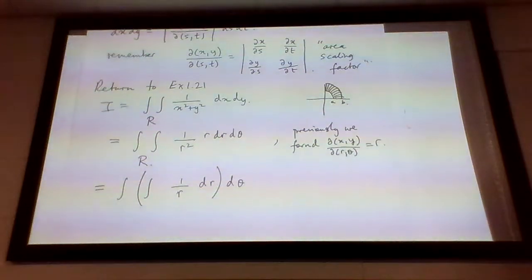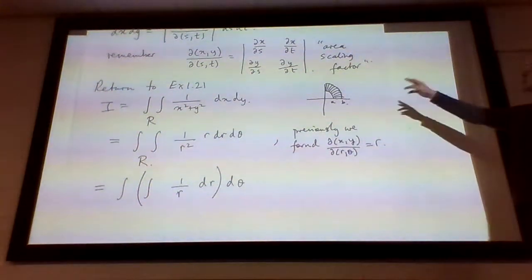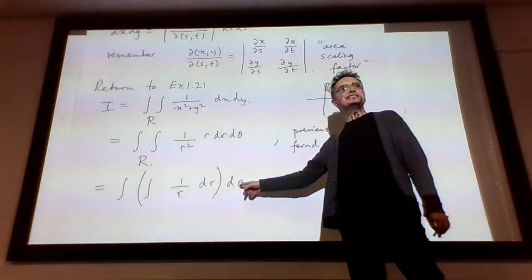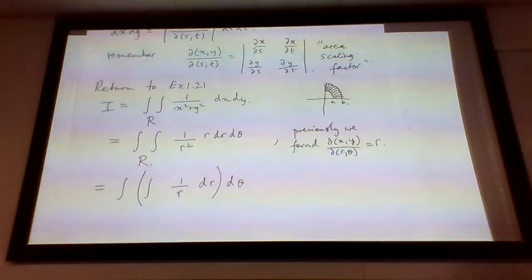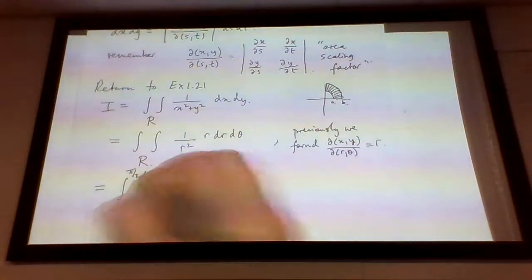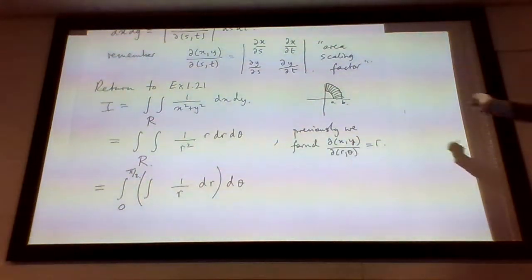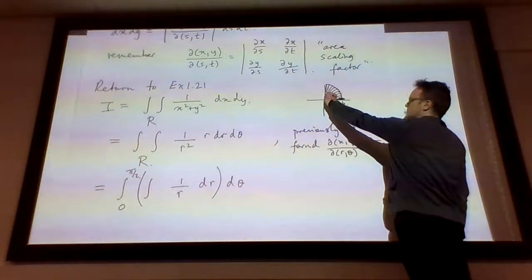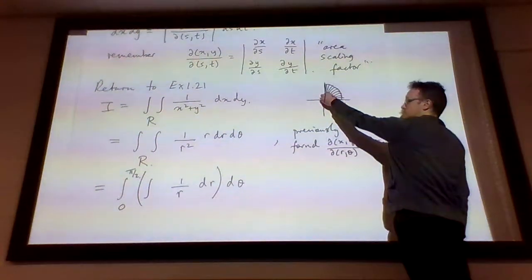Now, what are the limits of integration? Well, again, you work from the outside in. So you look at your region and you ask, what are the limits for the theta variable? Well, theta is the polar angle. As I said, we're going from angles 0 to pi over 2. An angle of 0 all the way up to an angle of pi over 2.